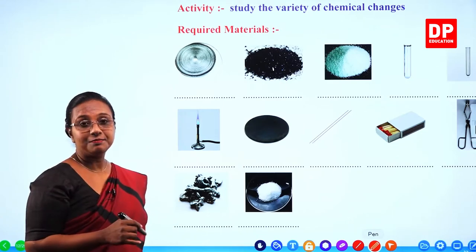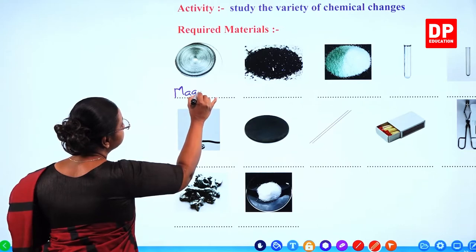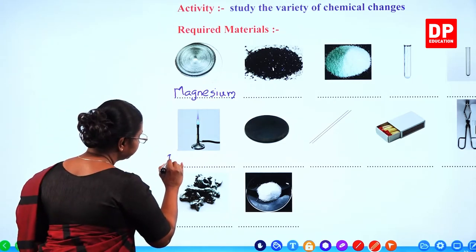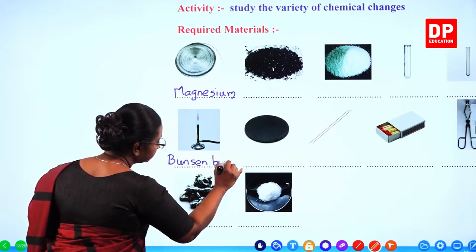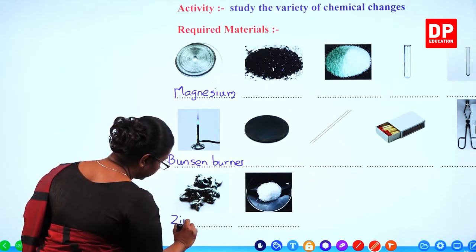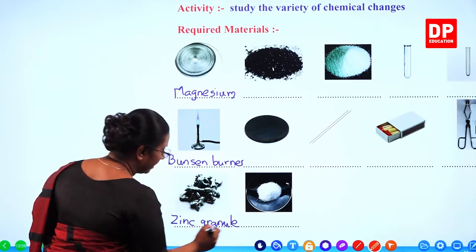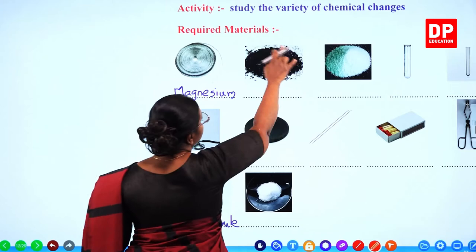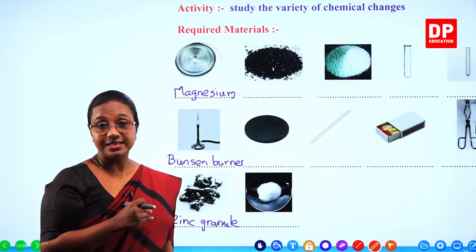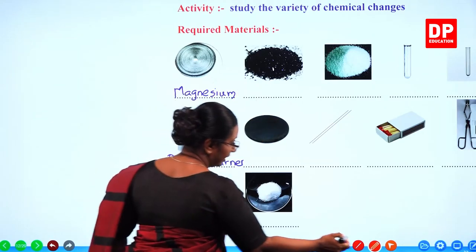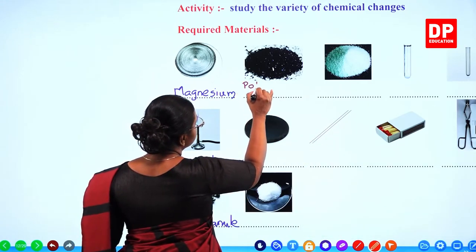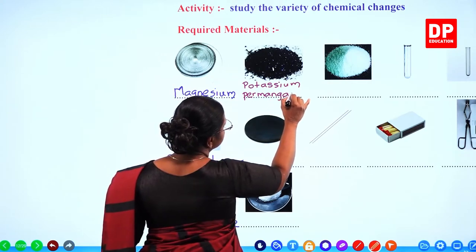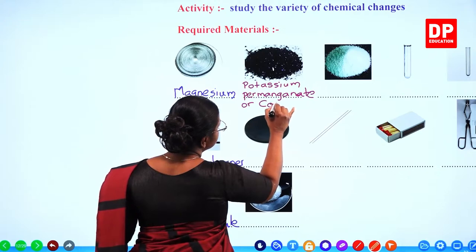The first one, what is that? Magnesium strip. So I will write it as magnesium. I will write one below the other, students. Then we have the Bunsen burner. Then we need zinc granules or zinc metal. It has to be zinc, a piece of zinc, a small plate of zinc or zinc granule, anything is fine. Then here you can identify this. What is that? Condys or potassium permanganate crystals. So potassium permanganate crystals, or what we can call condys.